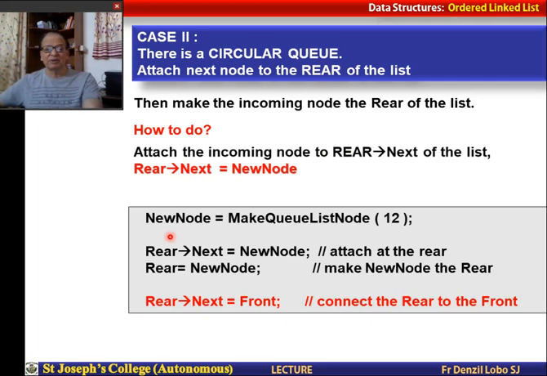For example, here we have created a new node out of 12. Then I say rear next is equal to new node. And this is very important. Then you say rear is equal to new node, since the new node has been attached at the end. Till now this was the rear, so I am going to make this new node the rear of the list. And of course this is very important: until then it was the old rear which was connected to the front. Then I say rear next is equal to front.